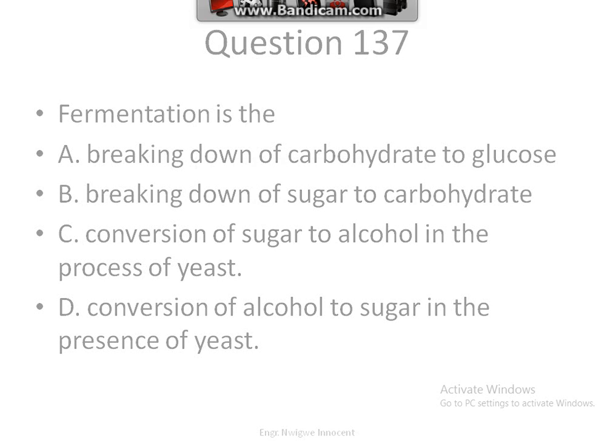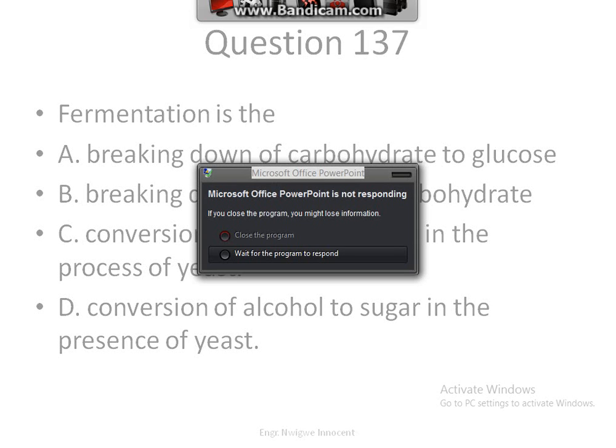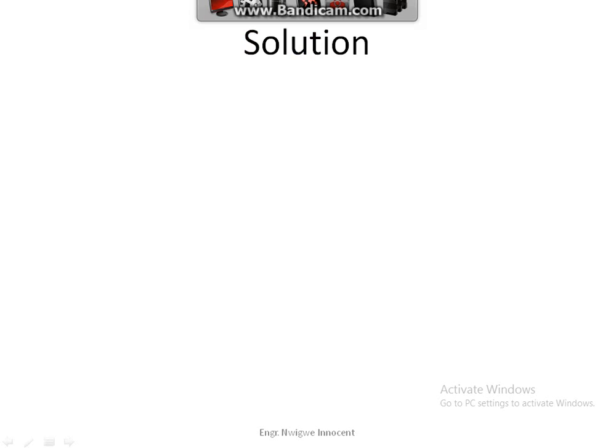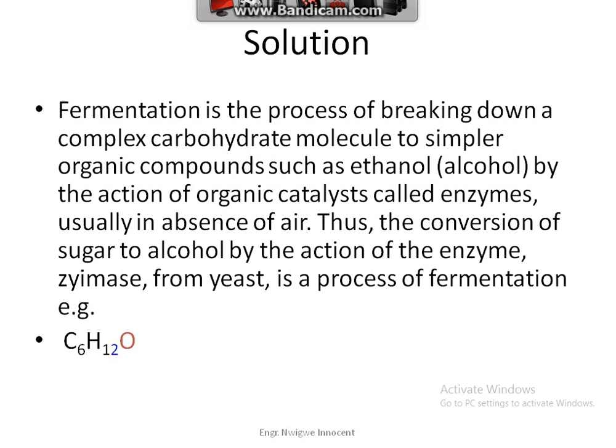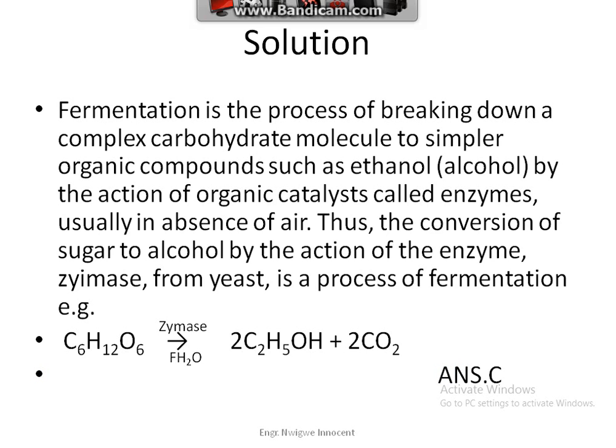Fermentation is the conversion of sugar into alcohol such as ethanol by the action of organic catalysts called enzymes, usually in the absence of air. Thus, the conversion of sugar to alcohol by the action of the enzyme zymase from yeast is a process of fermentation. Example: C6H12O6 with zymase gives 2C2H5OH plus 2CO2. Therefore, the answer is C.